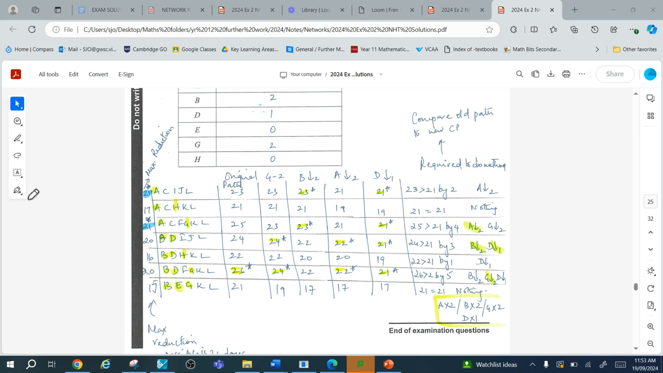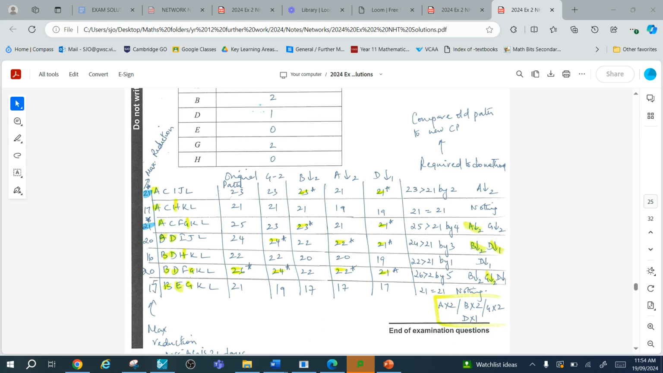In the fourth path, it's B and D, and 24 take away 4 is 20. In the fifth path, there is B, D, and H, and that totals 6. So 22 take away 6 is 16. And BDF, GKL is 1, 2, and 3 activities. That's a total of 6, which constitutes to 20. And then 21 take away 6, sorry, would be 15 here.